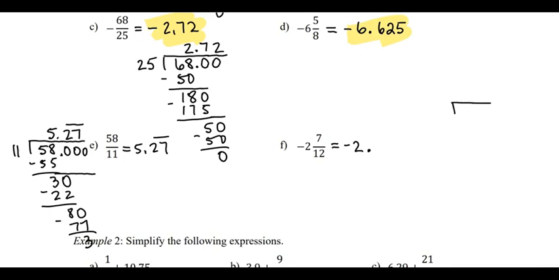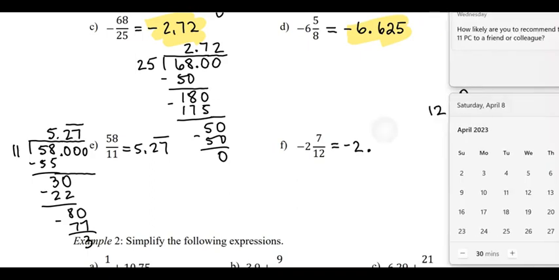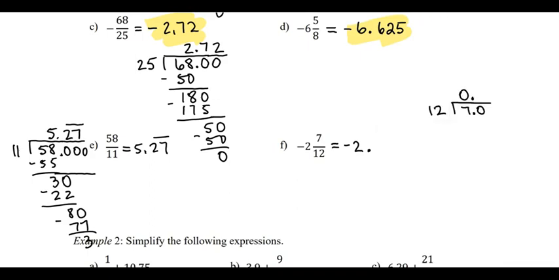So let's go ahead and do that. 7 divided by 12. Obviously 12 doesn't go into 7, so we don't have anything for the whole part. 12 does go into 70 5 times. So we have 5, and that would be 60. Okay, so you have 10 left over.